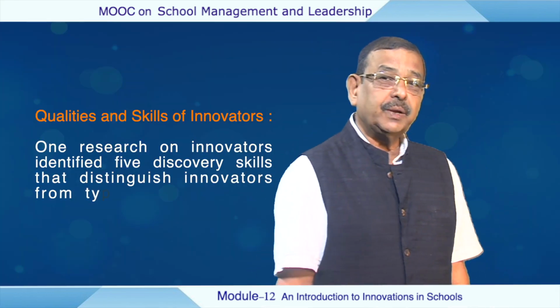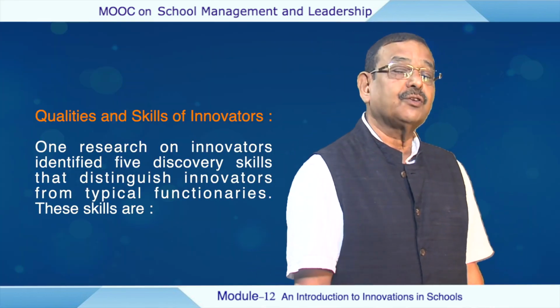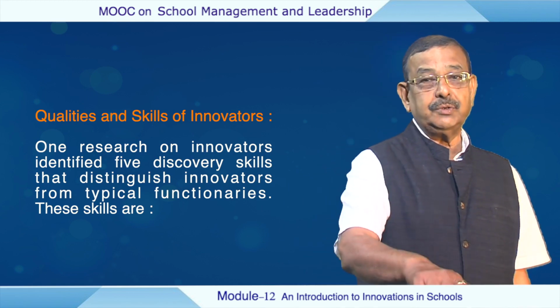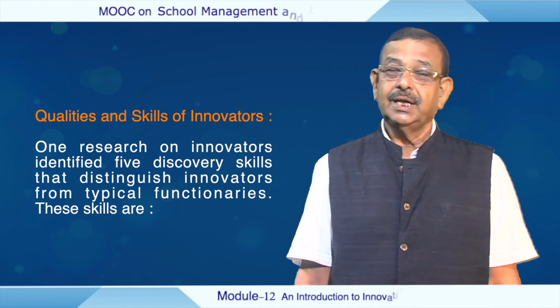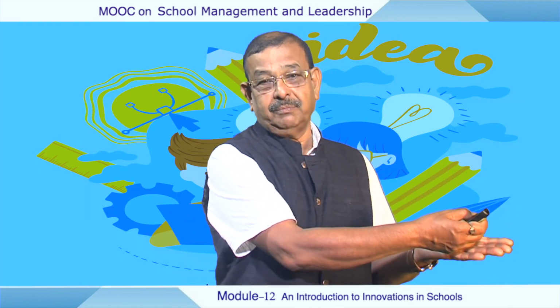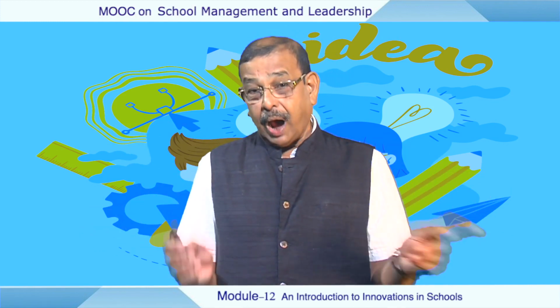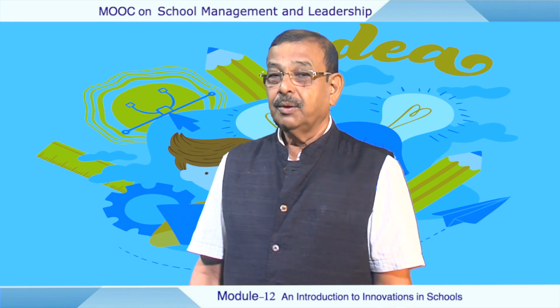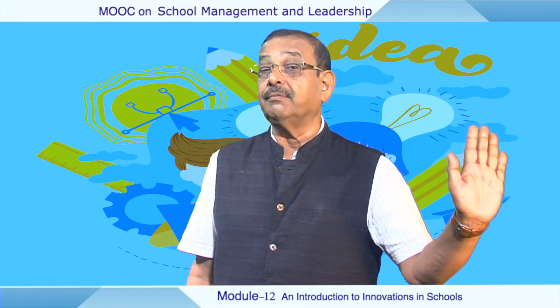One research on innovators identified 5 discovery skills that distinguish innovators from typical functionaries. You could be a normal headmaster doing the routine things, or you could be a different headmaster. You could be a normal principal, you could be a normal leader, or you could be a different leader. So what will distinguish you from the normal one to a person who is noticeable or who is noticed?